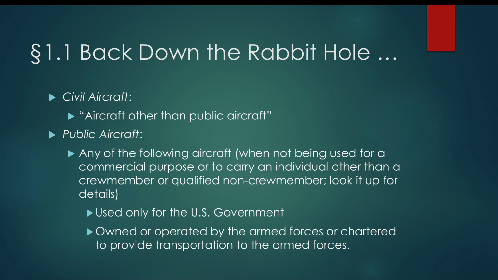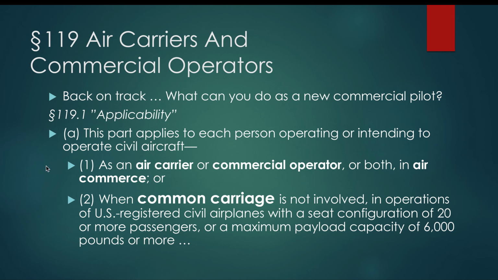So back to this civil aircraft. If you're flying a civil aircraft, meaning you're not flying a government aircraft or for the government, these rules apply to you. So if you're flying a civil aircraft, if you are an air carrier or commercial operator or both in air commerce, sounds like that might be everything we just talked about there. So if you're making money, if you intend to make money, if you're trying to make money. And then they talk about, oh, look, another new term, when common carriage is not involved. So if you're in an aircraft with 20 seats or more, or maximum payload capacity of 6,000 pounds or more, okay, that's not the weight of the aircraft itself, it's the amount of payload you can put into it.